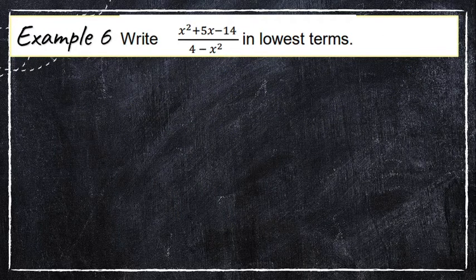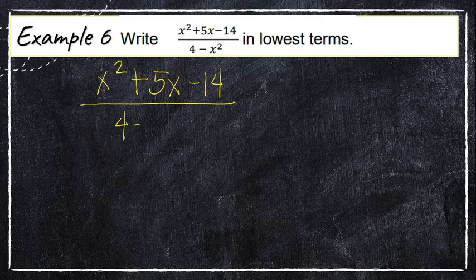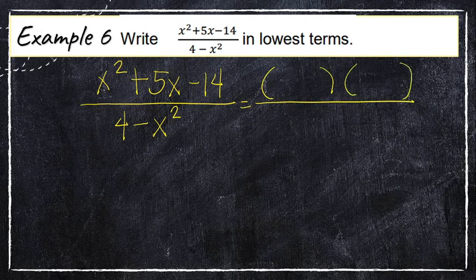Last, I think this is the last. Write x squared plus 5x minus 14 over 4 minus x squared. So, x squared plus 5x minus 14 is an example of general trinomial, and 4 minus x squared is an example of difference of two squares. Let's factor this. We're going to think of two numbers that when multiplied is negative 14 and when added is positive 5, and that is positive 7 and negative 2.